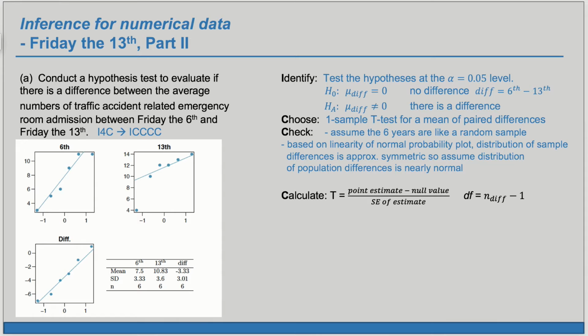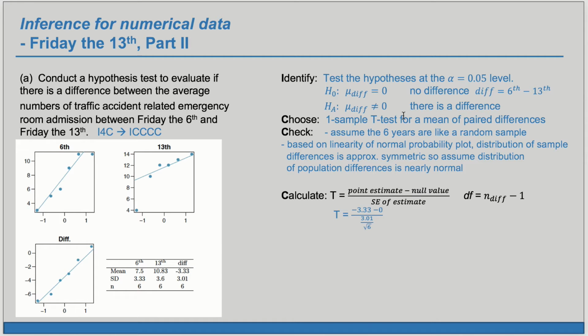Next, we'll calculate the test statistic. T is the point estimate minus the null value divided by the standard error of the estimate. And this has n minus 1 degrees of freedom. So our point estimate for the true mean difference is the sample mean difference, and that is given as negative 3.33.